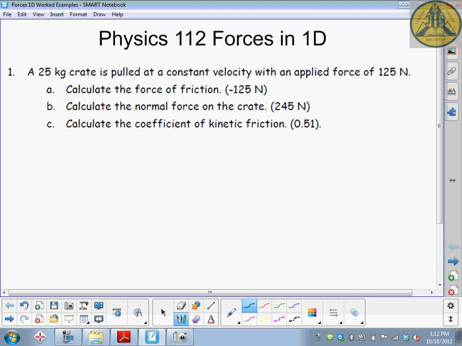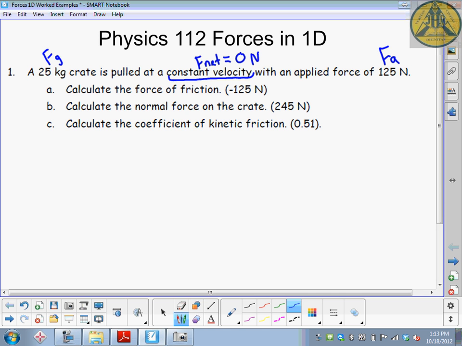A 25 kilogram crate is pulled at a constant velocity with an applied force of 125 newtons. So remember, when you're reading a question, read it once and then read it again and start picking out forces that you know. 25 kilogram crate. 25 kilograms is not a force, but with mass we can get force of gravity. So just a little note, maybe to remind yourself that 25 kilograms is not the force of gravity, but we can calculate the force of gravity if needed. Constant velocity, that's important. Constant velocity tells us that our net force is 0 newtons. And an applied force of 125, so we know what the applied force is.